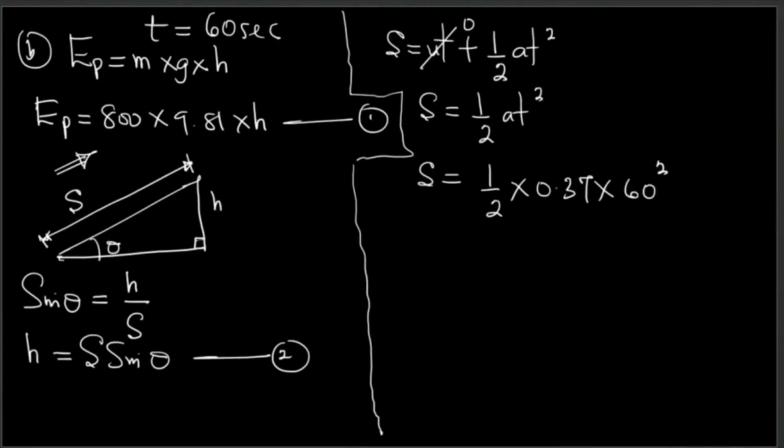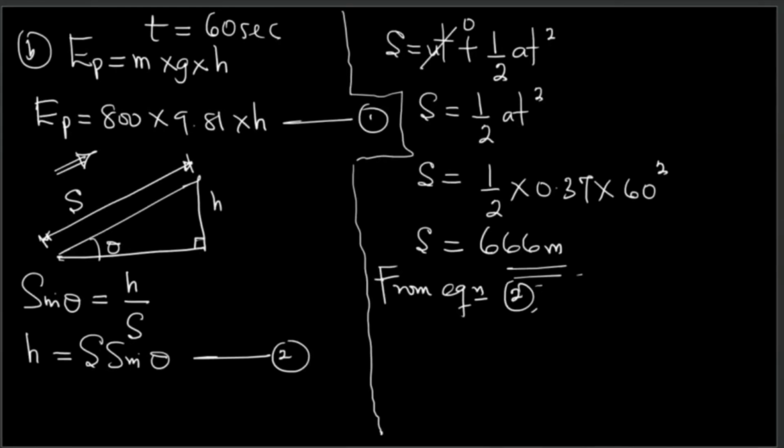The time is what? 60 seconds. Can someone give me the value of the distance? If you can get the distance, you can get the height, then we can substitute to get the potential energy. You understand what I'm doing there? 666 what? Meters. So let's get our height from equation 2. It's going to be 666.